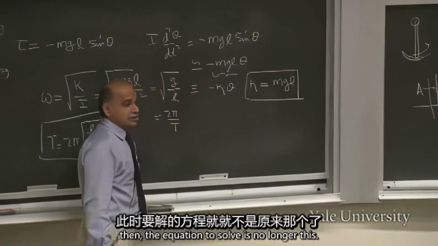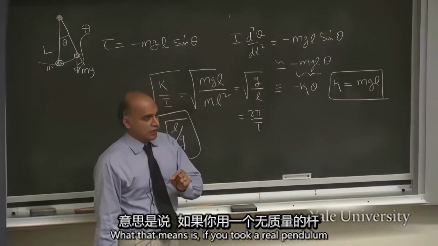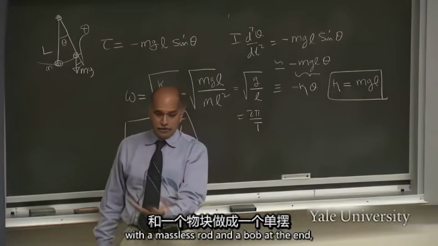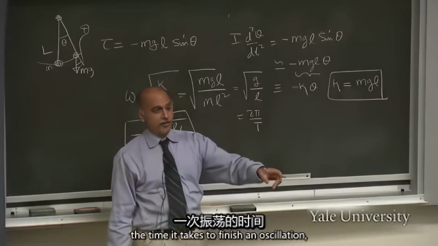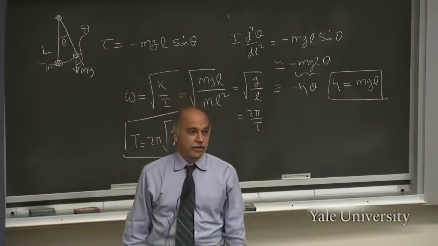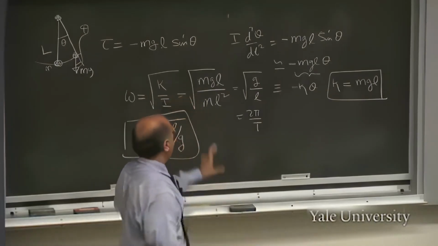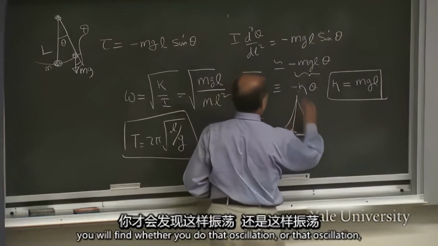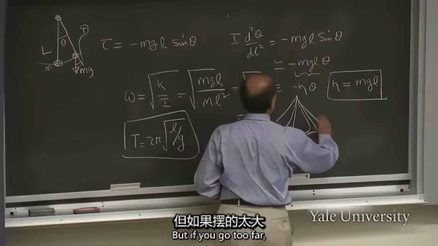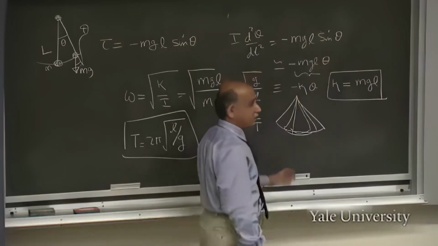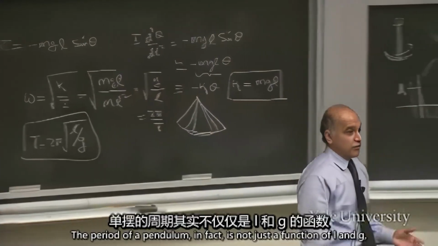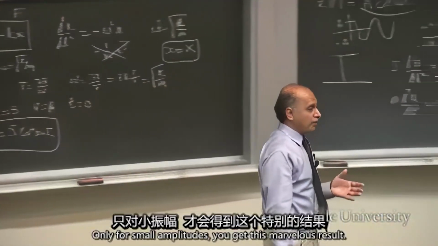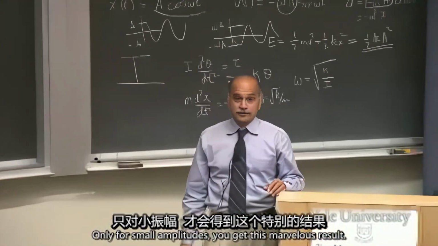then the equation to solve is no longer this. And what that means is, if you took a real pendulum with a massless rod and a bob at the end, the time it takes to finish an oscillation, in fact, will depend on the amplitude. But only for small oscillations, when sine theta can be approximated by theta, you will find whether you do that oscillation or that oscillation, the time is the same. But if you go too far, the other terms in sine theta will kick in, and the result is no longer true. The period of a pendulum, in fact, is not just a function of L and g, but also a function of the amplitude. Only for small amplitudes, you get this marvelous result.